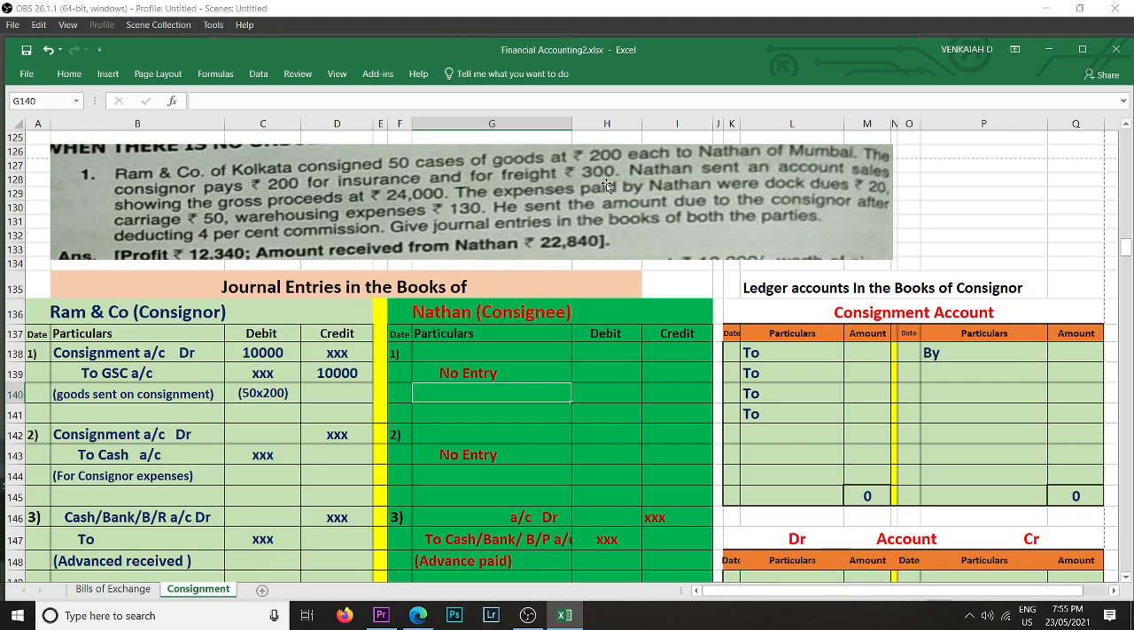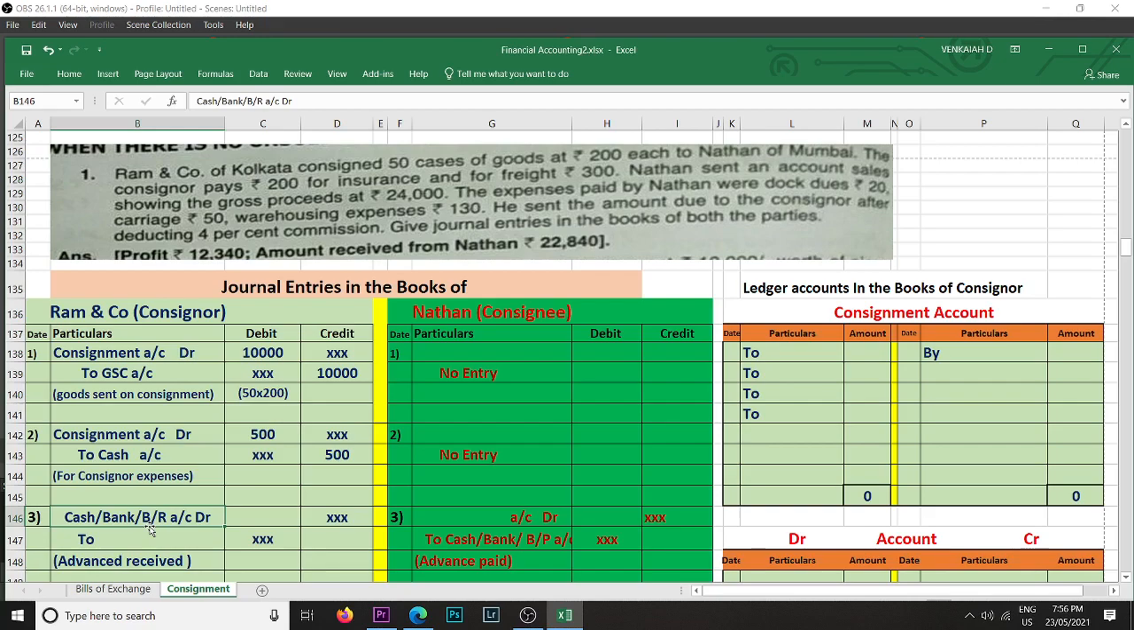Nathan sent an account sales showing the gross proceeds at 24,000. Account sales are sent by the consignee to the consignor, and the consignee is reporting that total goods are sold for 24,000. For sales we have the entry: consignee account debit to consignment account. The consignee is Nathan. Nathan account debit to consignment account, amount is 24,000.